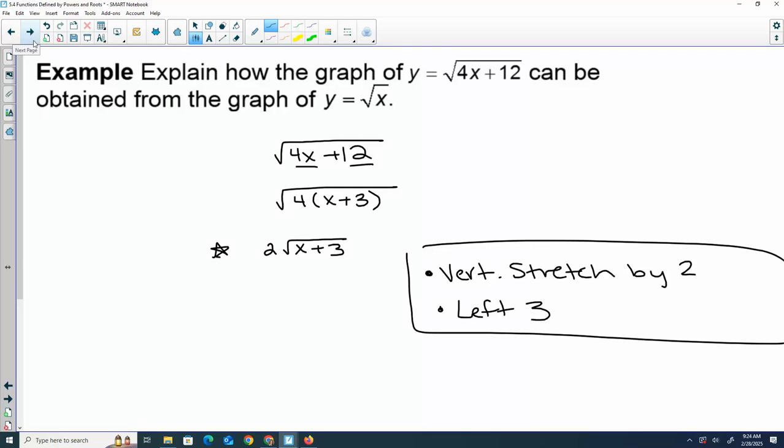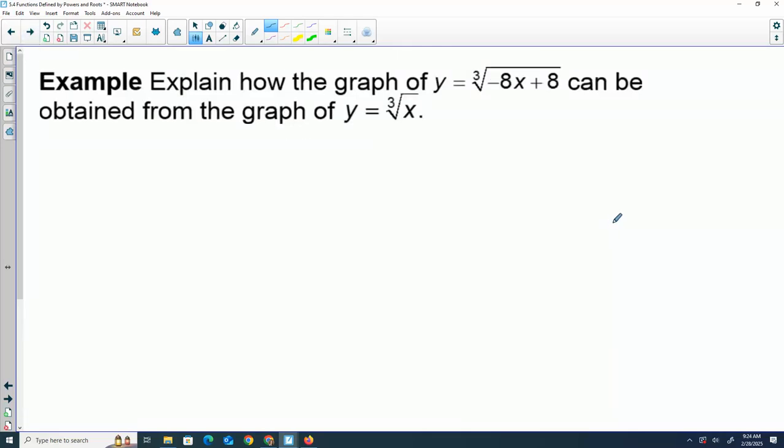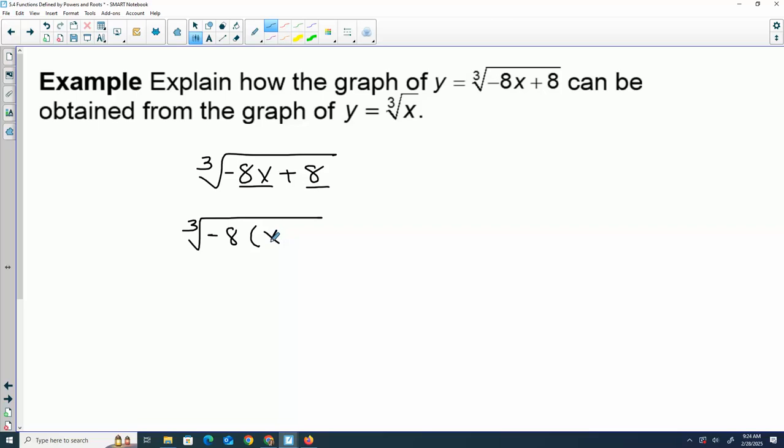Final problem of the day, so another one of these. If I have the cube root of negative 8x plus 8, what could you take out of both of those? 8. I like my x to be positive. Can we take out a negative 8? That would give me an x minus 1. What is the cube root of negative 8? Negative 2. So negative 2 comes out.